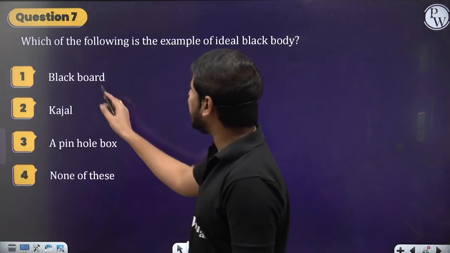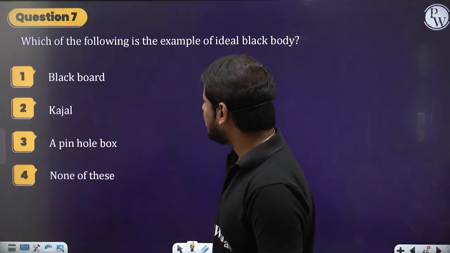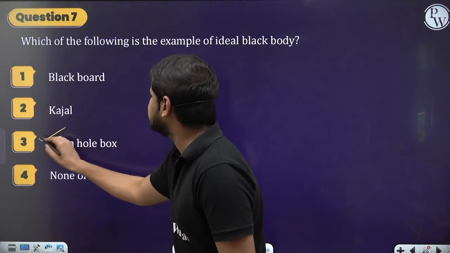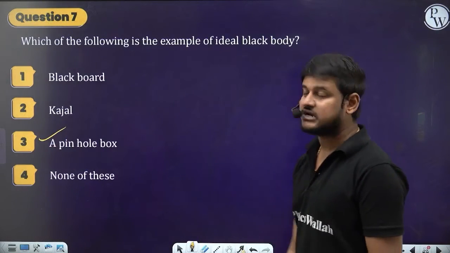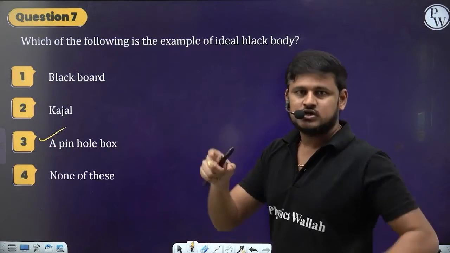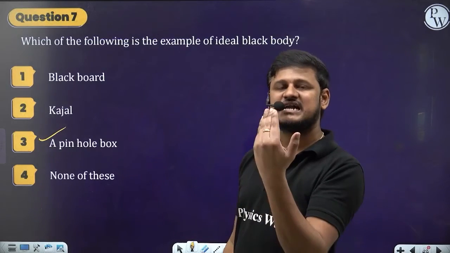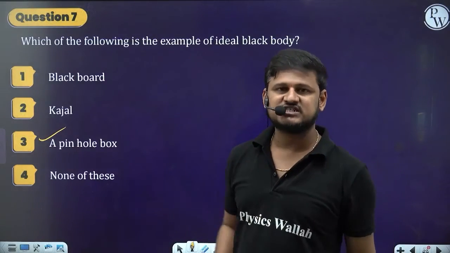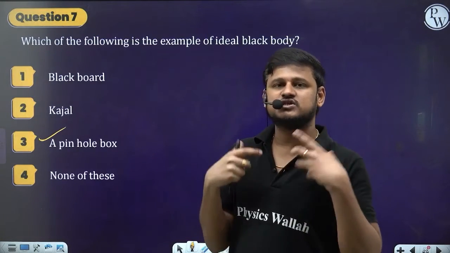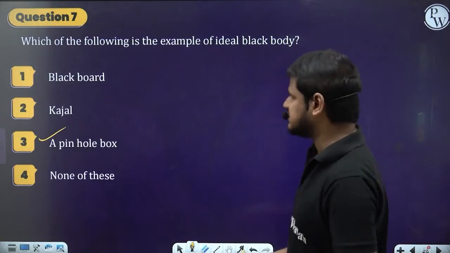So you can consider blackboard, kajal, a pinhole box, none of these. As I said earlier, the isothermal enclosure, a pinhole box, a box in which a pinhole is made. Once the light enters into it, it will make reflections inside it. So it absorbs completely, zero reflection, zero transmittance.